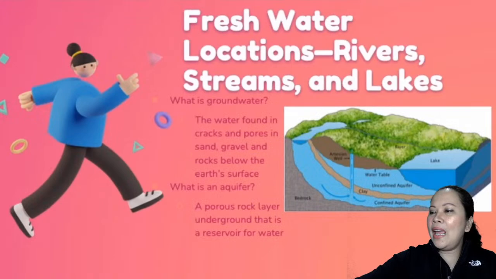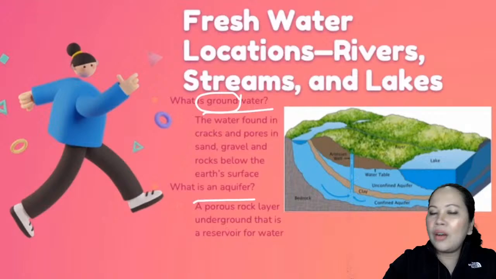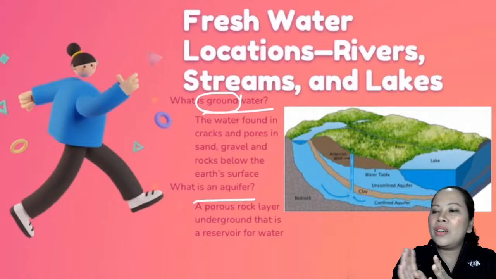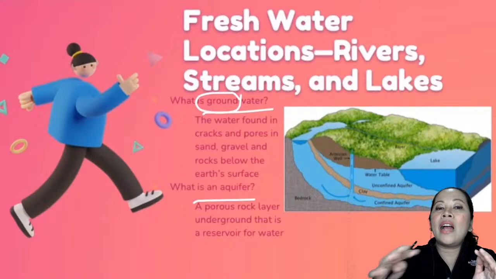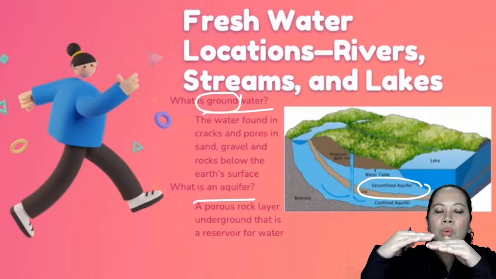Yay. So another one. We have groundwater and aquifers. If we say groundwater, from the word ground, meaning underground, it is the water found in cracks, pores, in sand, gravels, rocks, anything below the earth's surface. Aquifers are porous rock layers. It's an underground layer that is a reservoir for water. So that's the difference between the two. Okay, so groundwater is what is under, while aquifers are the porous rock layers.